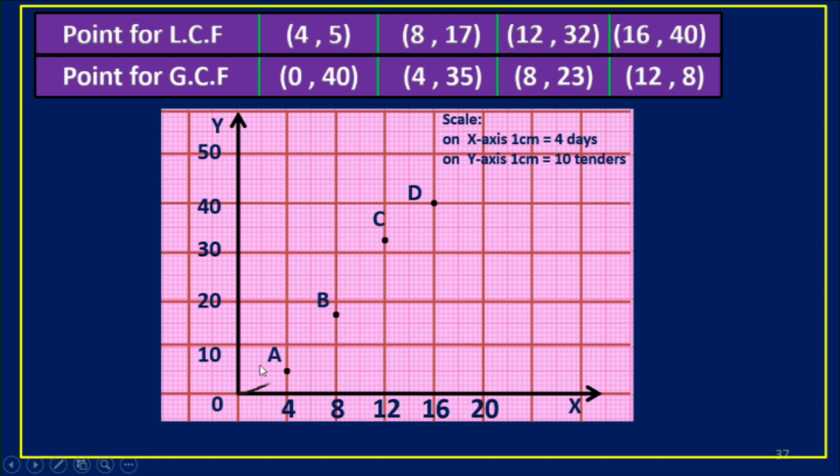Now what am I doing? I am joining A, B, C, D. So I am getting a curve here. This curve is called the LCF curve. So like this we have to draw the LCF curve for a given distribution.